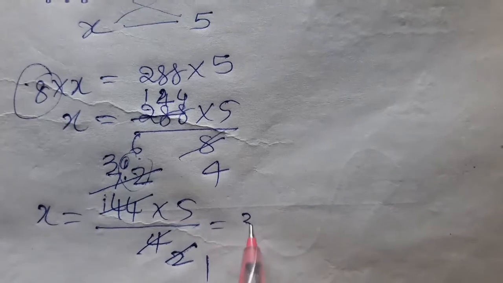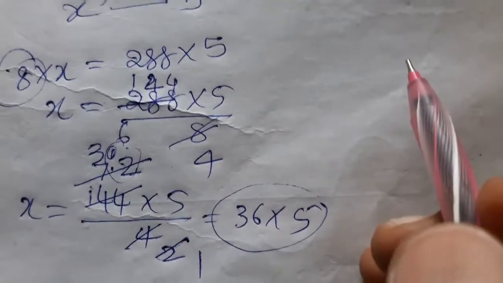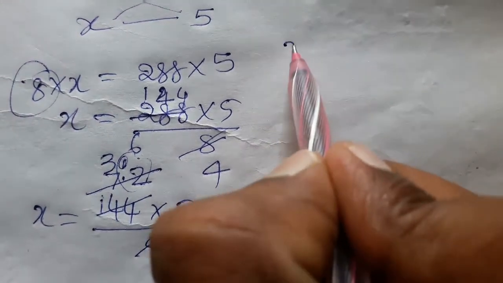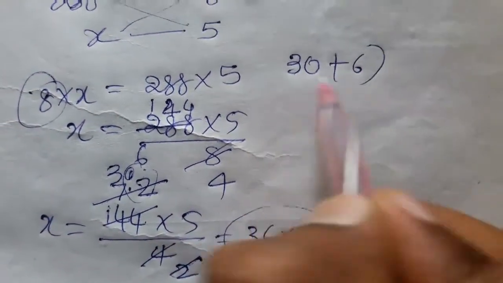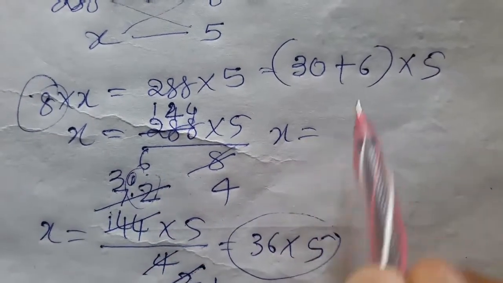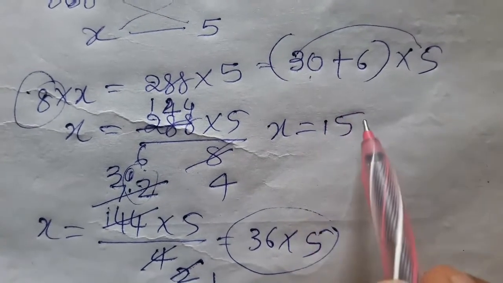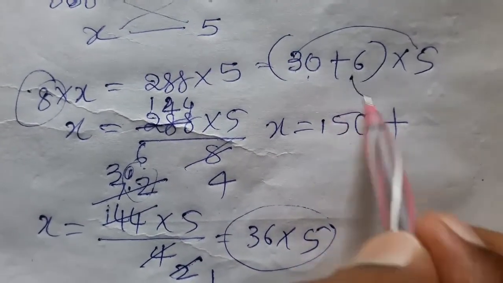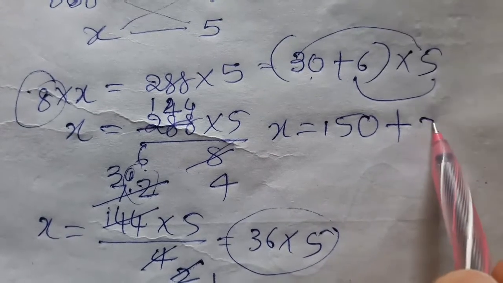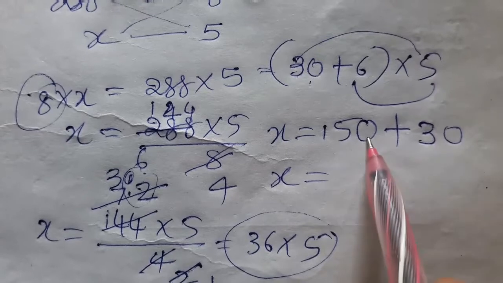Now that becomes 36 into 5. Now multiply these two, we get the result. Now 36 can be written as 30 plus 6 into 5. Now x equals 3 5s are 15. How many zeros are there? One zero. Put one zero. Now 6 5s are 30, means right here. Now add these two, we get the final result.